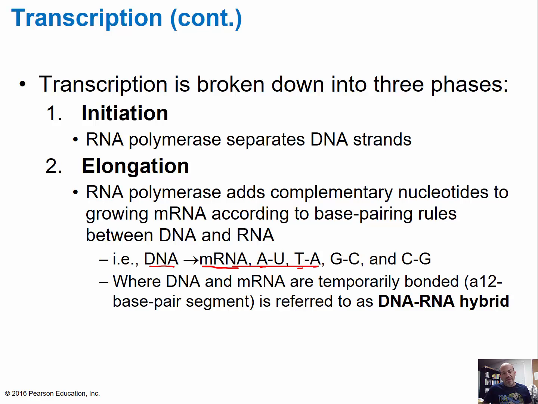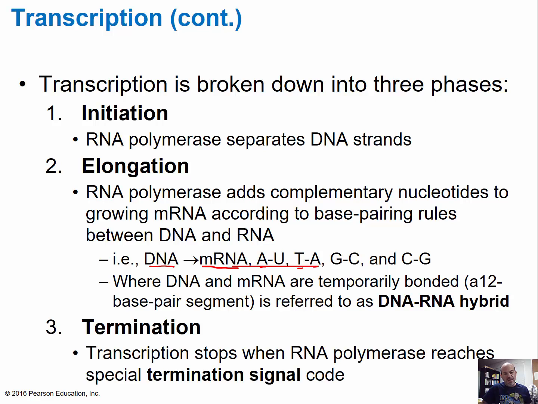Now, where the DNA and the mRNA are temporarily bonded, this location is referred to as a DNA-RNA hybrid, and it's usually about 12 base pairs in length, the hybrid area. And then 3, the termination. This is where transcription stops when RNA polymerase reaches a special termination signal code.